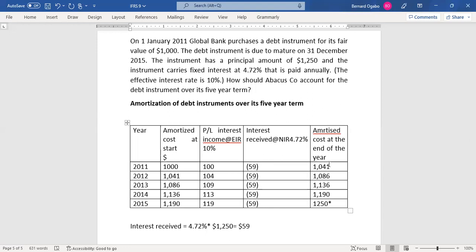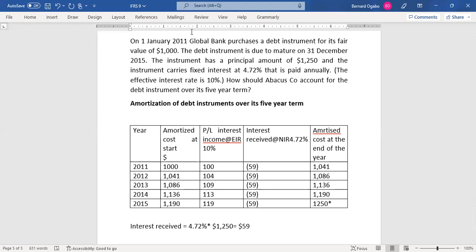And so what happens here? The interest at nominal interest rate is applied on the principal and not on the fair value. So normally when you're given the fair value and you're given the principal amount, you apply the interest payable or receivable on the principal amount, not on the discounted amount or on the fair value of the asset.